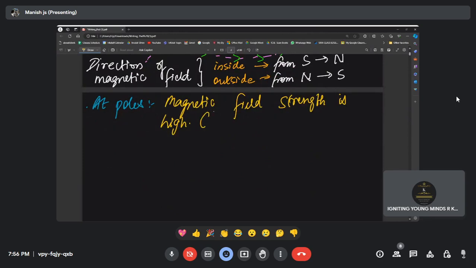I'll write the reason also within brackets. That is because magnetic flux is greater. Same way, between the poles.